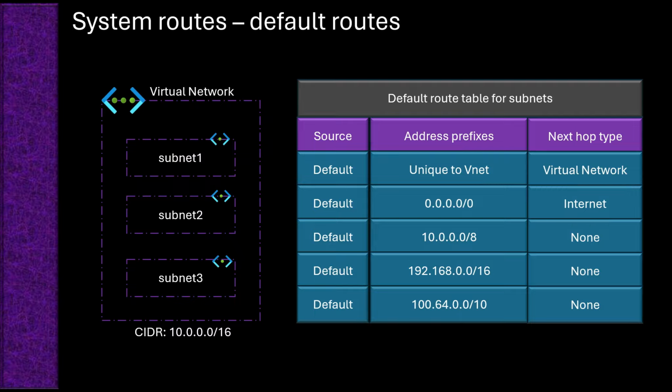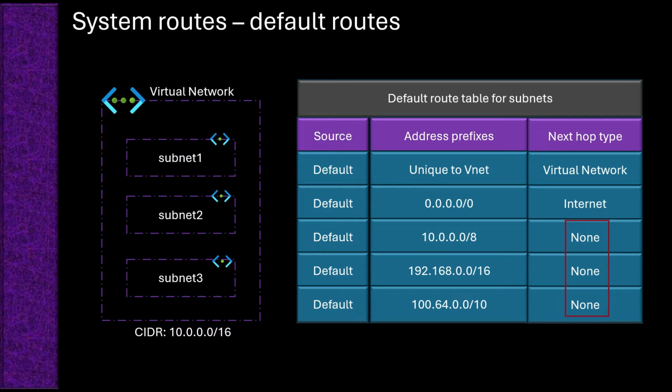Next hop type none blocks specific traffic and drops it instead of routing it. For certain private or reserved IP ranges like 10.0.0.0/8, 192.168.0.0/16 and 100.64.0.0/10, Azure creates a none route in the default system route table. Traffic destined for these ranges is blocked by default.